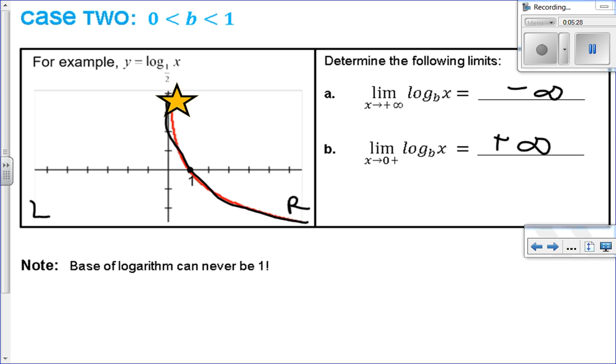We don't have the case of b equal to 1. In fact, the base can't equal 1 because we saw in the exponential example, it's not an exponential function if the base is 1. So therefore, the base also can't be 1 when I have a logarithm.